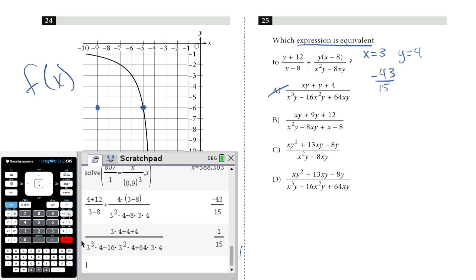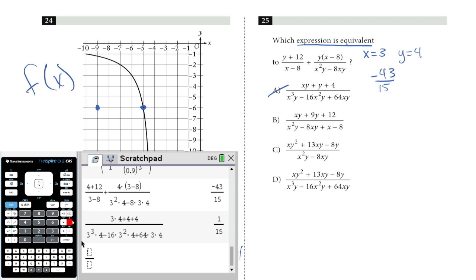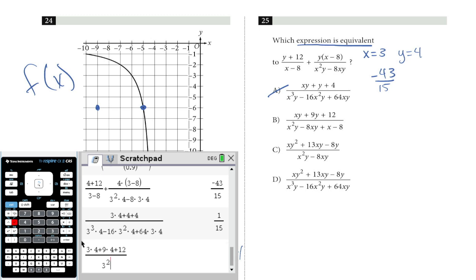So I go to B. B, unfortunately, has enough things that are different. If the answers are very similar, you can just copy what you've typed in and change what needs to be changed. But here, I feel like there's enough difference that I'm just going to completely retype it. Plus 9 times 4. And to be honest, with the actual calculator, I'm doing this on a computer. I actually feel like you can type things in more quickly. I'm clicking everything on my computer. So hopefully you are more comfortable just typing into your calculator. So minus 8 times xy, so times 3 times 4, plus x, so plus 3 minus 8.